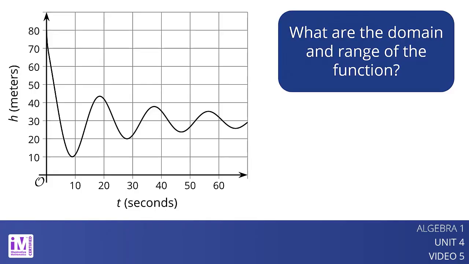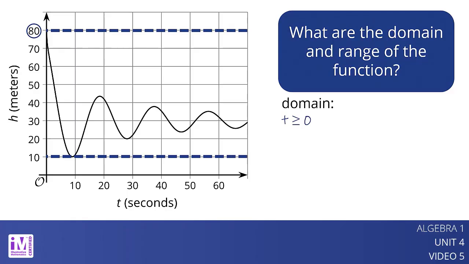The domain of the height function would include any amount of time since the jump began, up until the jump is complete. From the graph, we can tell that this happened more than 70 seconds after the jump began, but we don't know the exact value of t. The graph shows a maximum height of 80 meters, and a minimum height of 10 meters. We can conclude that the range of this function includes all values that are at least 10 and at most 80.